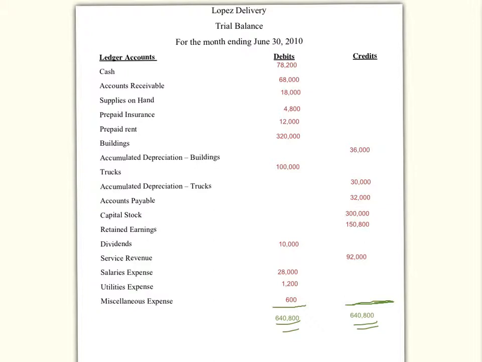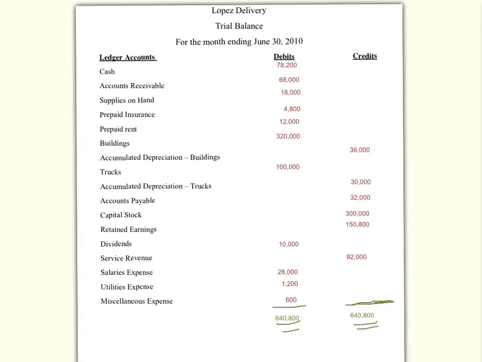Capital stock, credit balance $300. Revenue, of course, credit balance $92,000, and expenses, all with debit balances. We total the debits, and it's $640,800, and we total the credits, and we get the same amount. So we can be reasonably assured that we posted the journal entries properly, and we summarized properly. This is a test that the accountant does of the records prior to making the adjustments.